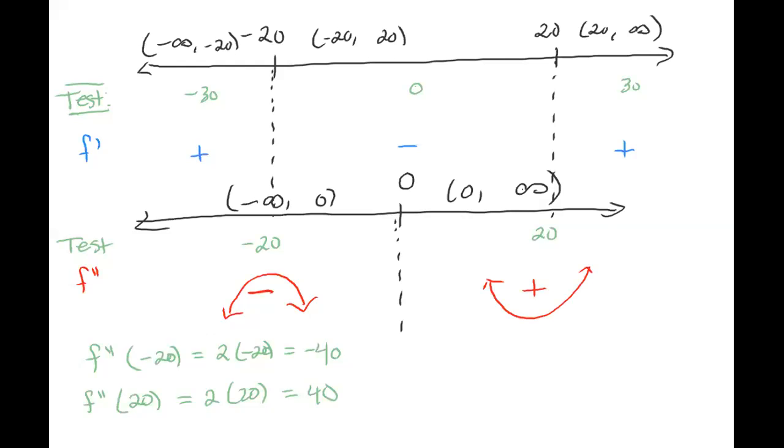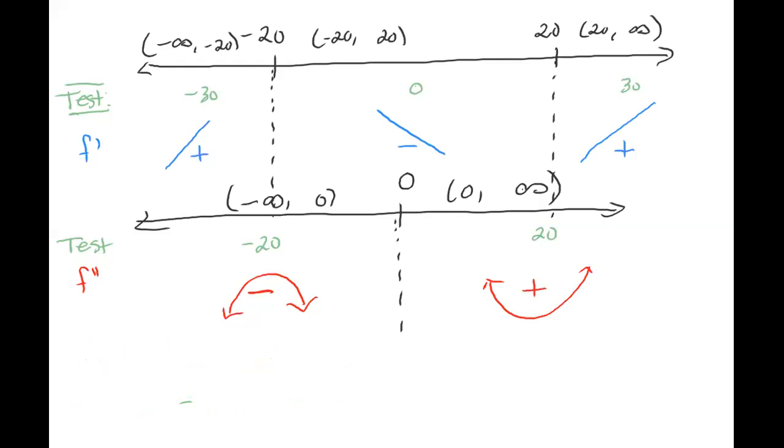Back to my first derivative. If the first derivative is positive, the graph is going up in that interval. If the first derivative is negative, the graph is going down in that interval. If the first derivative is positive, the graph is going up in that interval. So this is essentially E and this is G.